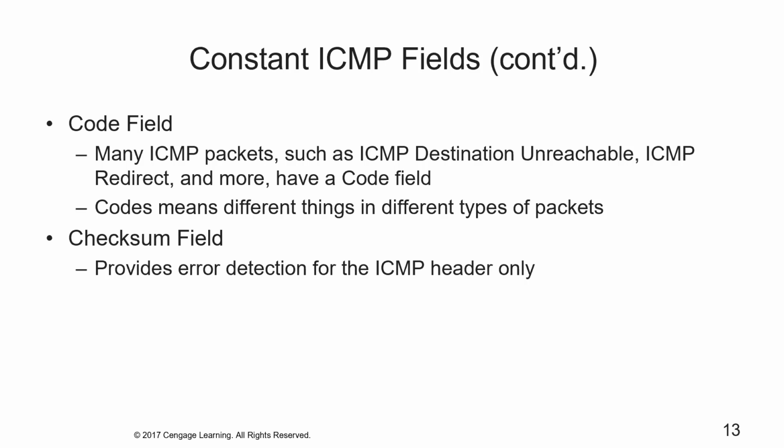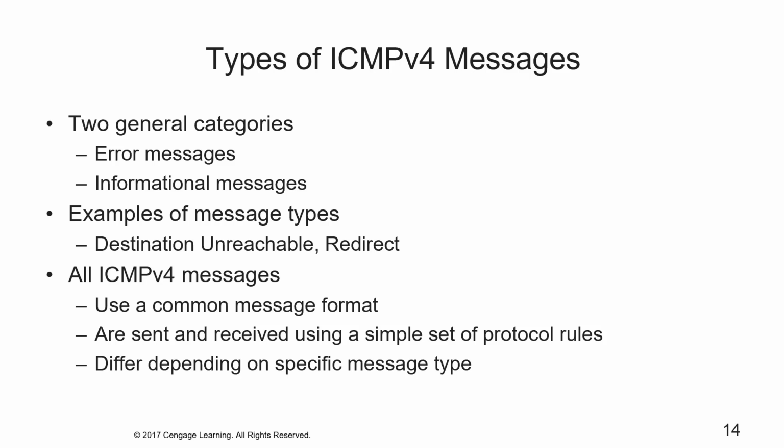So, types of ICMPv4 messages. There are many ICMP message types, but they fall into two general categories: error messages and informational messages. All ICMPv4 messages use a common message format and are sent and received using a simple set of protocol rules. Examples of some message types are destination unreachable and redirect.